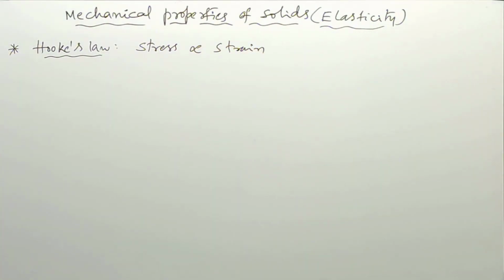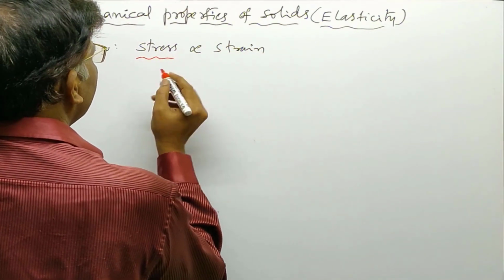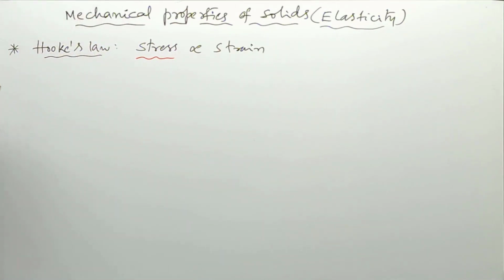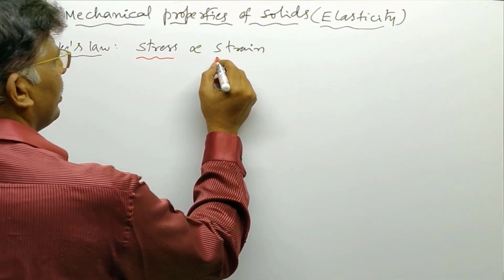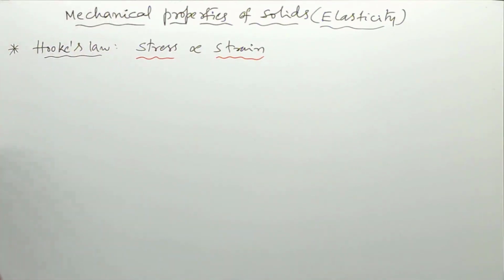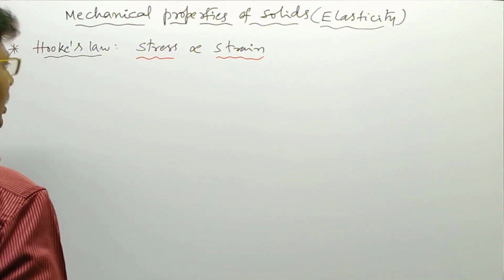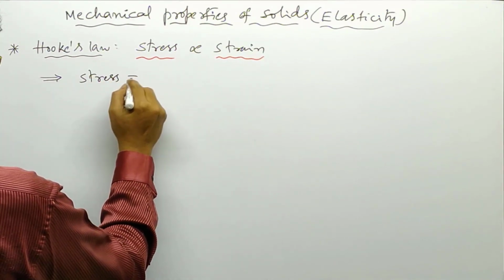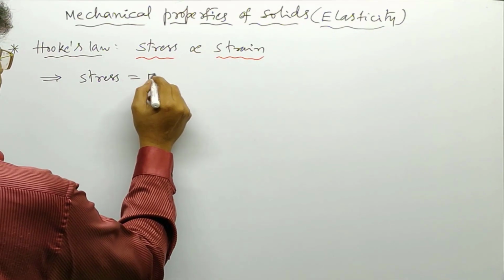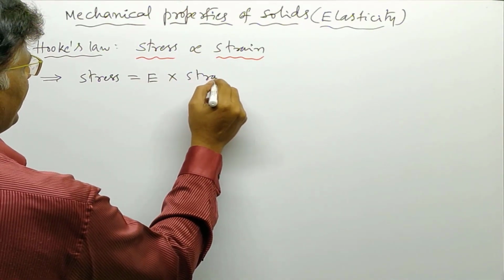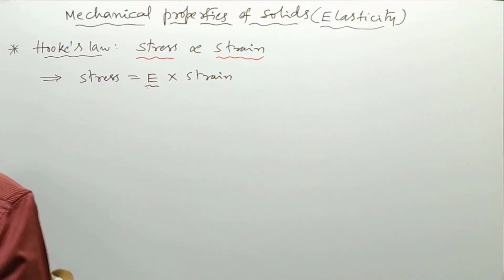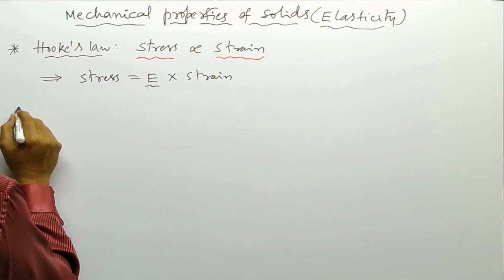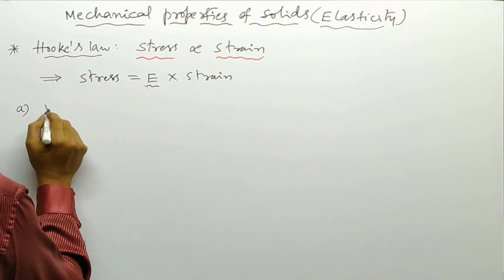where stress is called the restoring force developed per unit area of cross section. Strain is deformation per unit dimension. And here, stress is equal to E into strain, where E is called the elastic constant. We have three types of elastic constants.